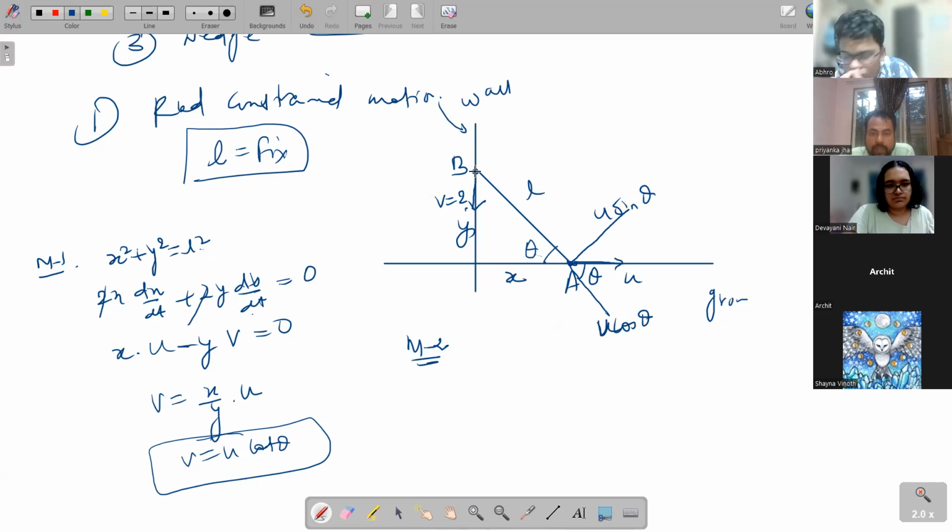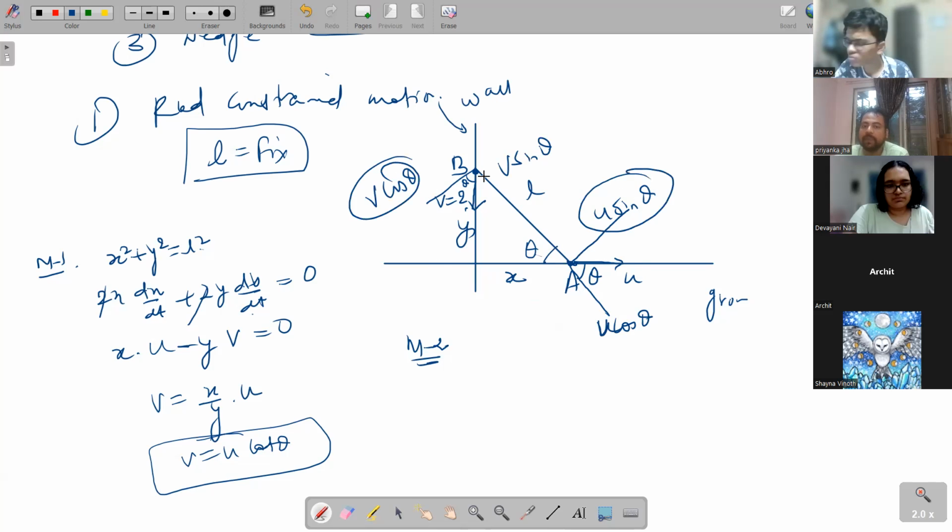And if you break the other velocity here, you will get this and this. This angle is theta, so this will be v cos theta and v sin theta. Now we are not bothered about the component perpendicular to the rod, because the perpendicular component of the velocity always gives you a rotational kind of motion.